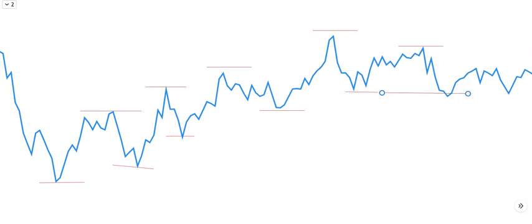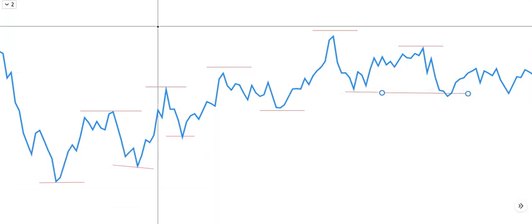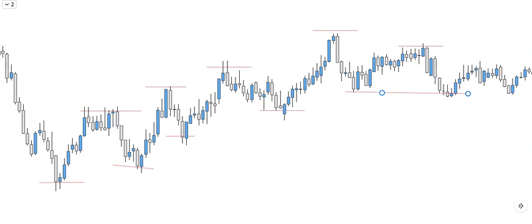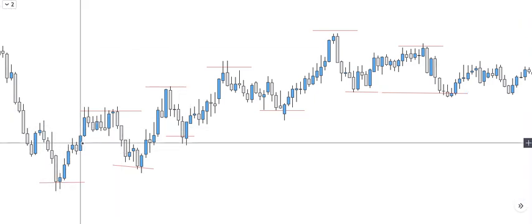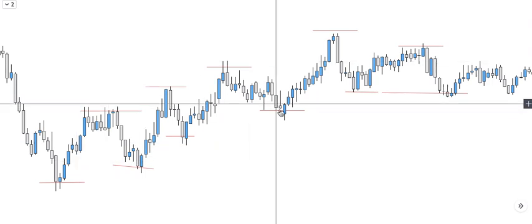Now let's go back to the line chart and see how this looks. You see how easy this was? Literally took me seconds, guys. So the line chart can be very, very useful to identify market structure.